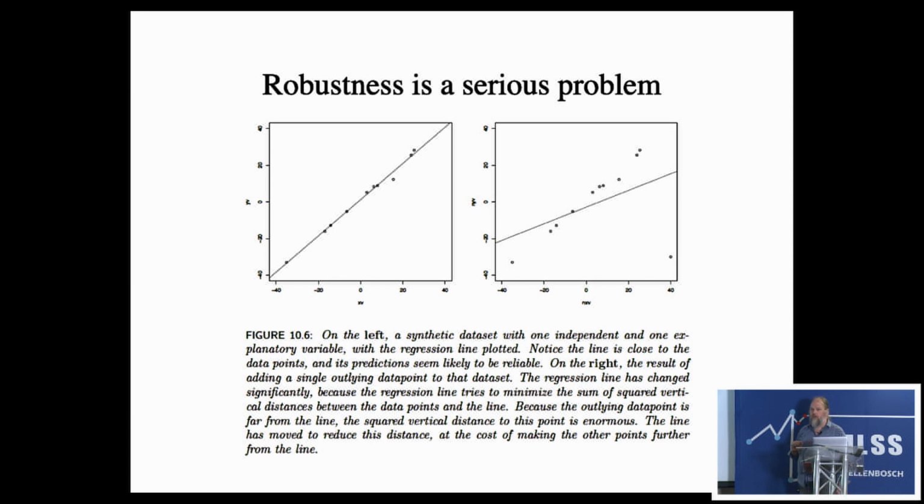Robustness is now a serious problem. So here is an example of the nastiness of robustness. On the one side, you'll see a bunch of points and a line that has been fitted to the points with just least squares line fitting. Now I added one point. You can see the point I added.